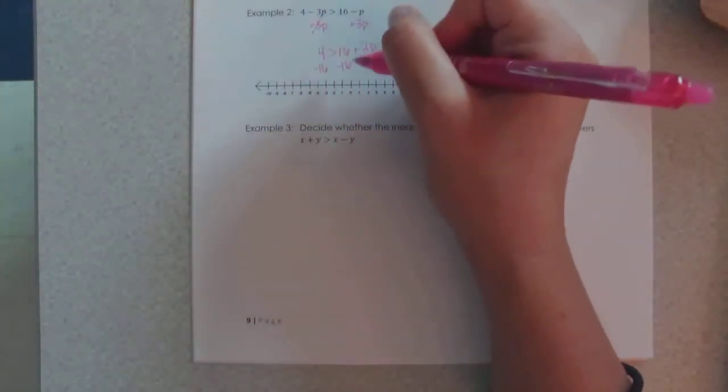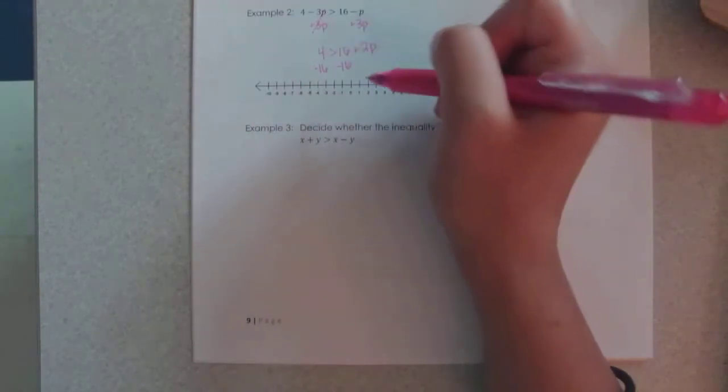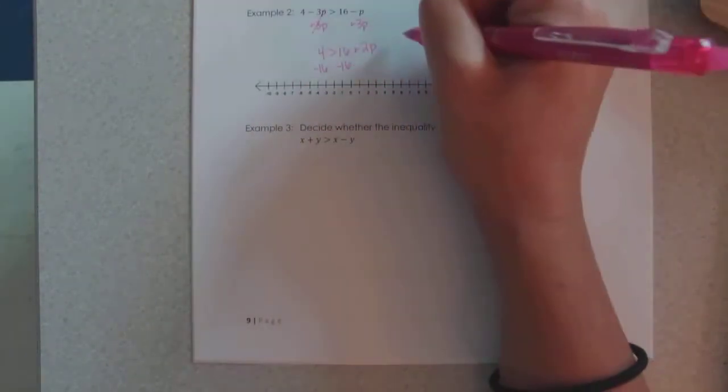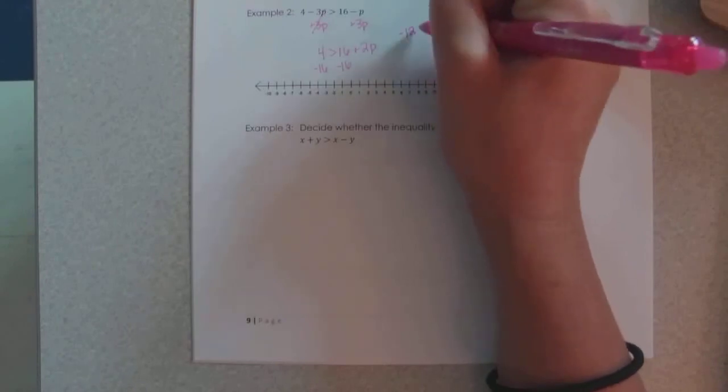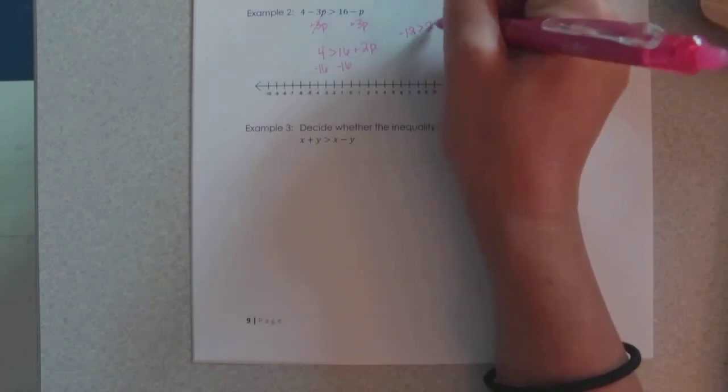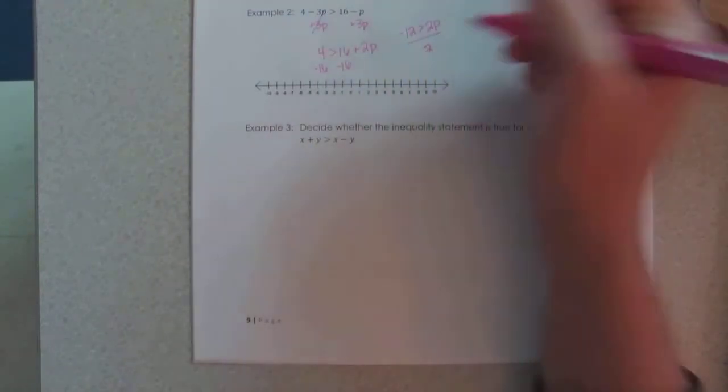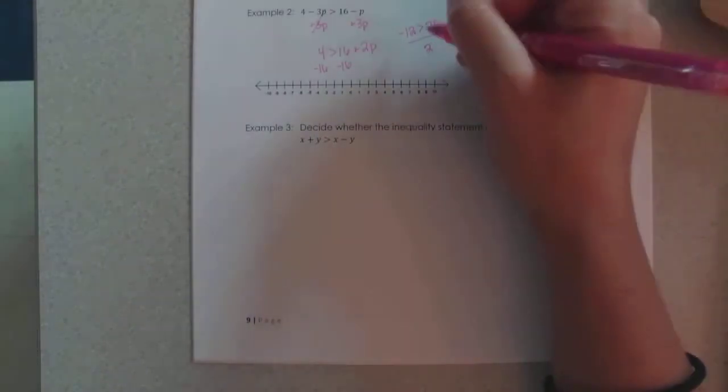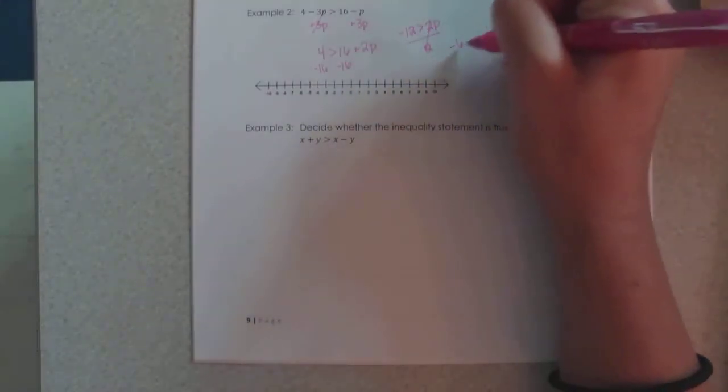Now we're just subtracting a number. We're not multiplying or dividing by a negative number, so we don't have to flip the sign. So we get negative 12 is greater than 2p. And now we're dividing by 2. That cancels out. We have negative 6 is greater than p.